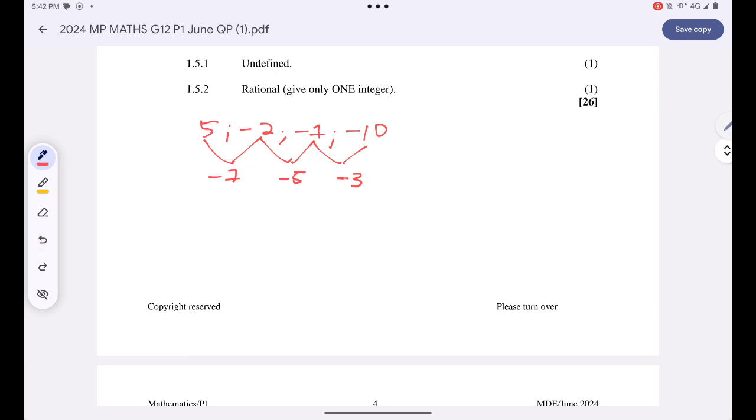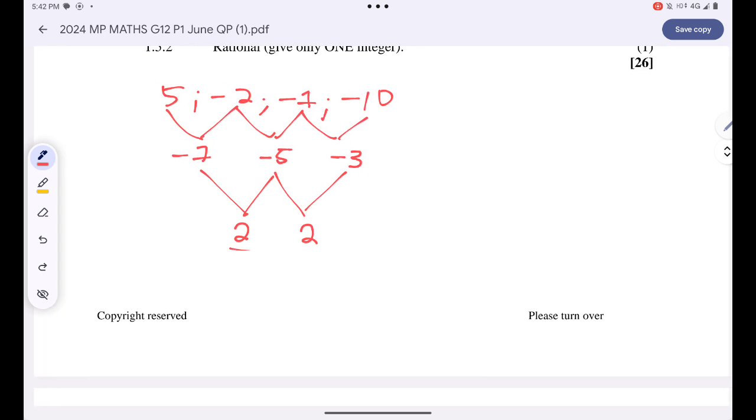Then the last option I have is to check whether this number pattern is quadratic or not. And it will be quadratic if and only if the second difference is common. Okay, -5 minus -7, this will give me +2. -3 minus -5, this will also give me +2. Now I can see that my second difference is common. Therefore, this particular sequence is quadratic.